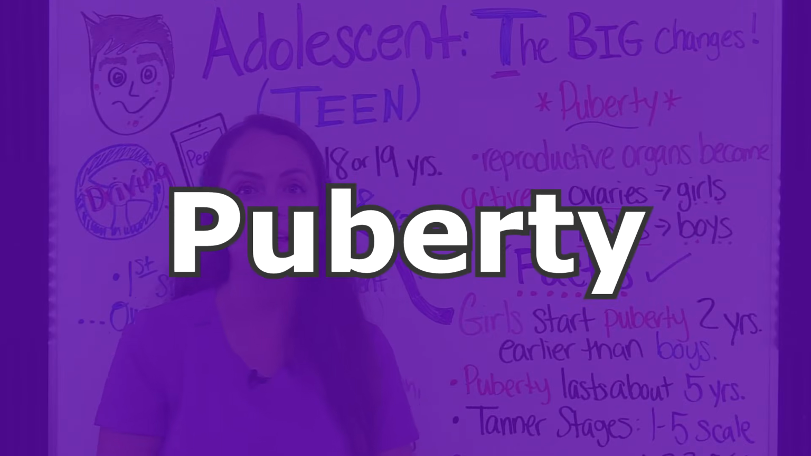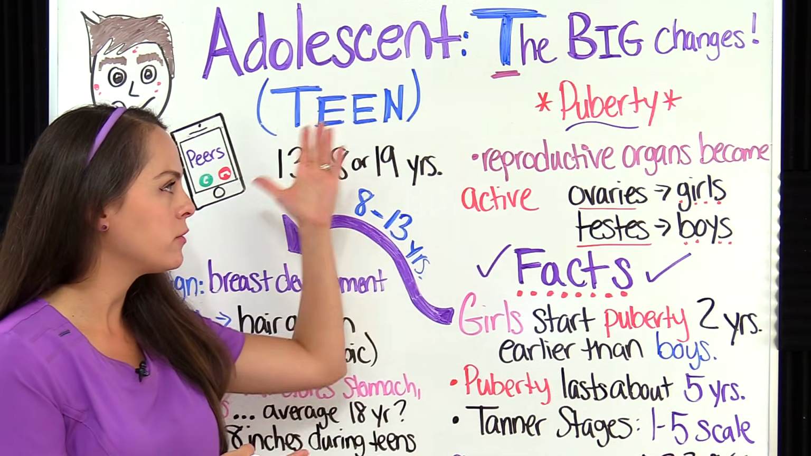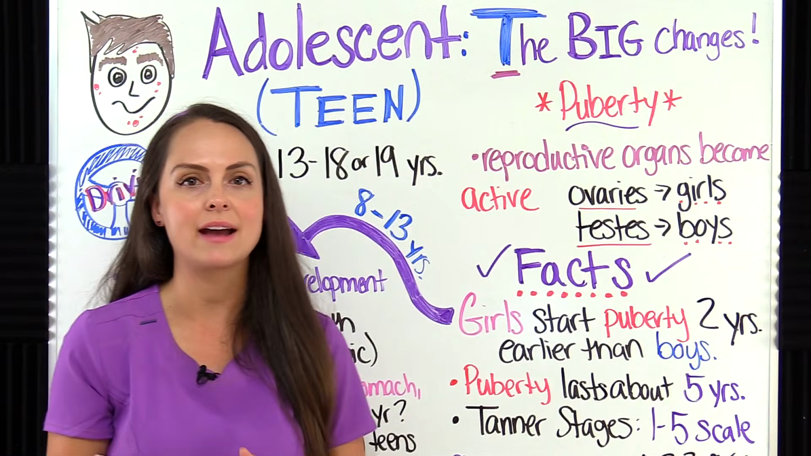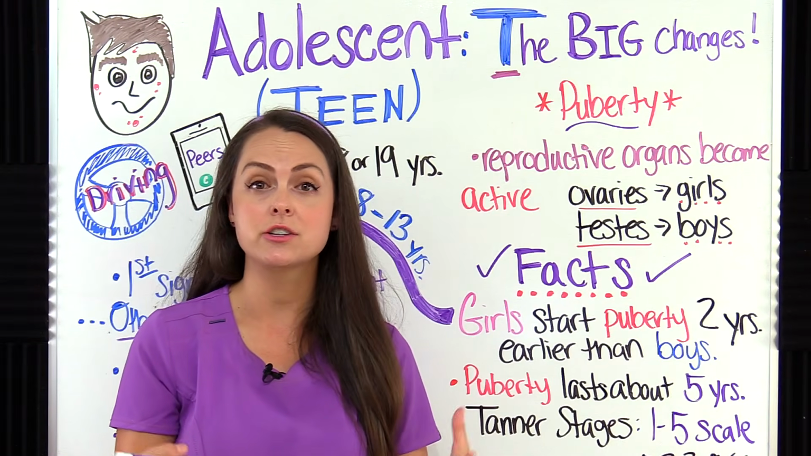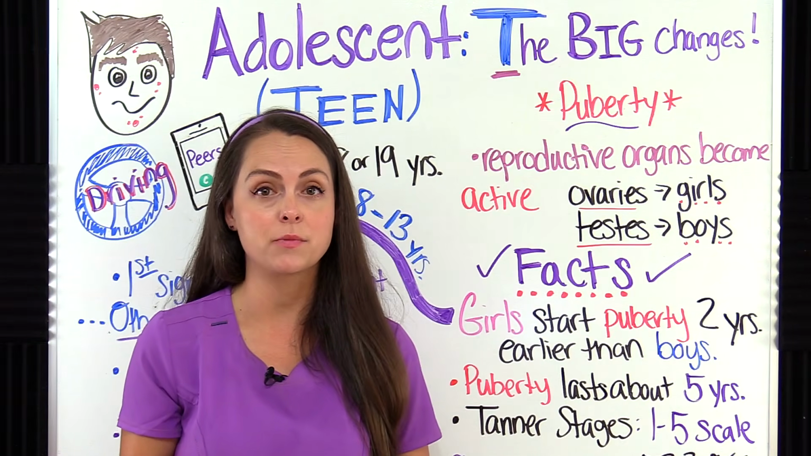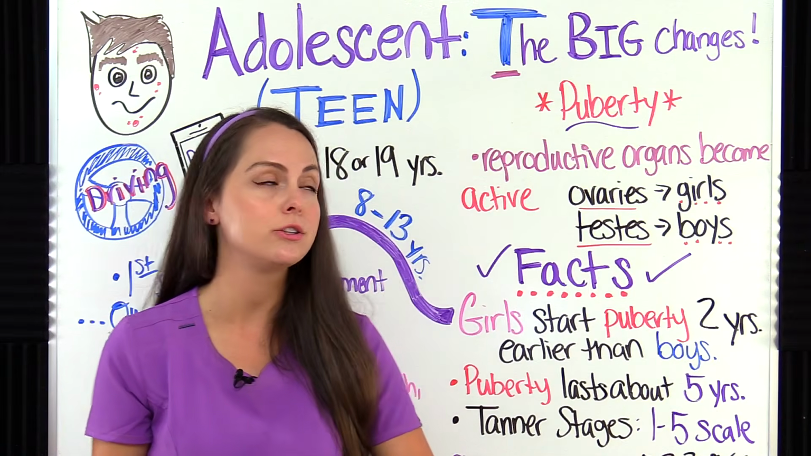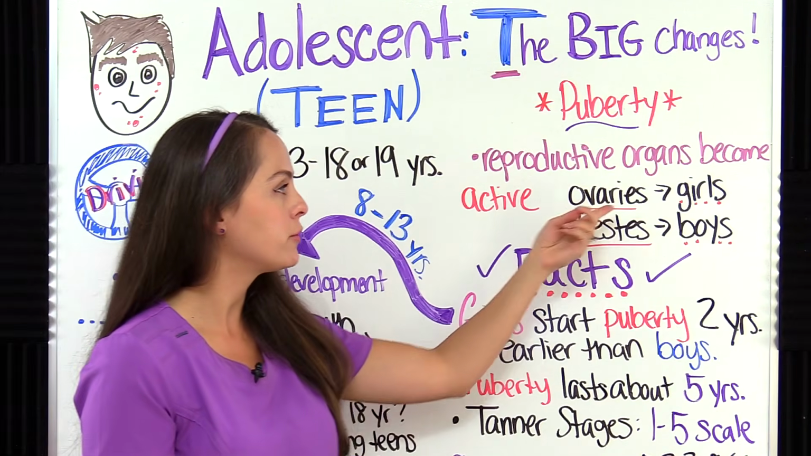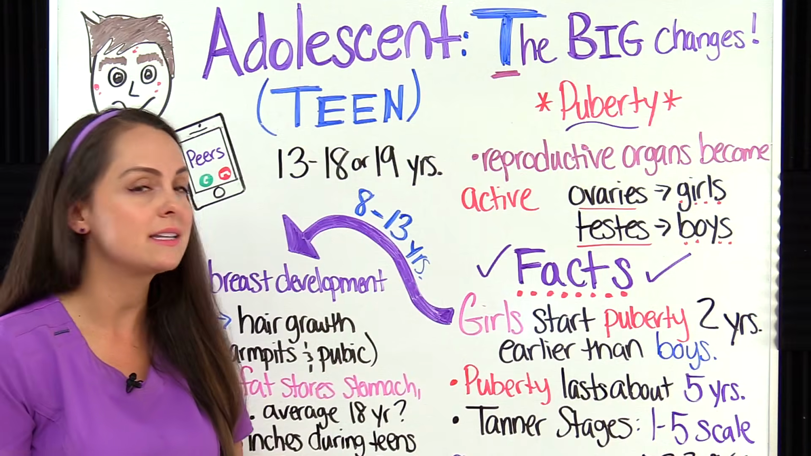So T is for the big changes, and one huge change we're dealing with during this age range is puberty. And puberty is where the reproductive organs are becoming active. Hence, that person is going to become sexually mature and they can make offspring. So they're going from child to adult. And what becomes active for the girls are the ovaries and for boys the testes.